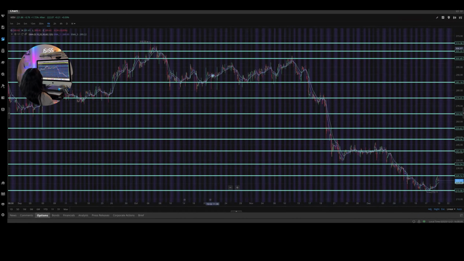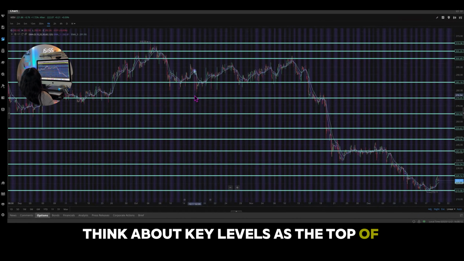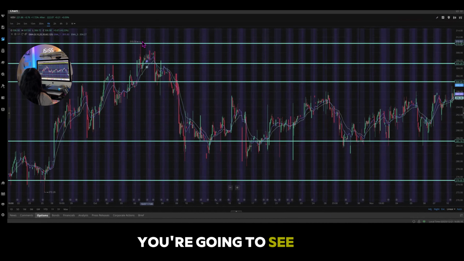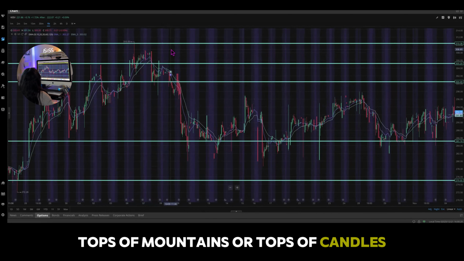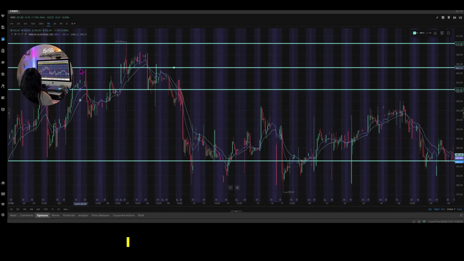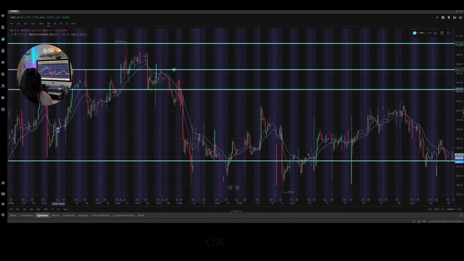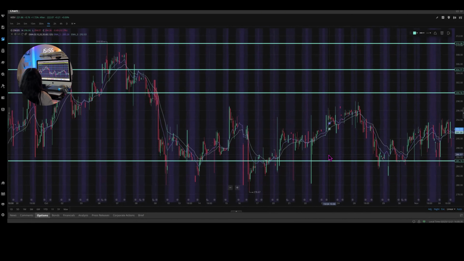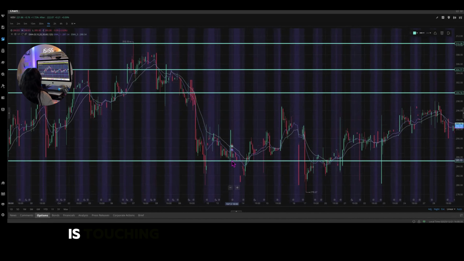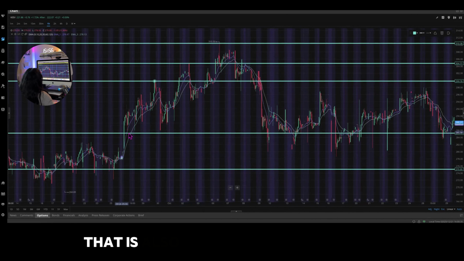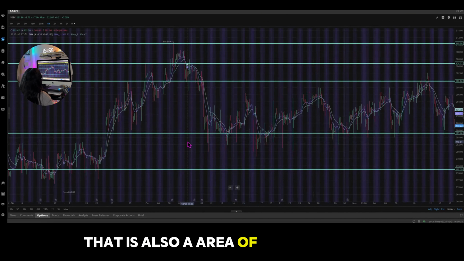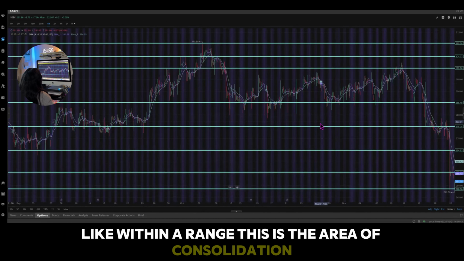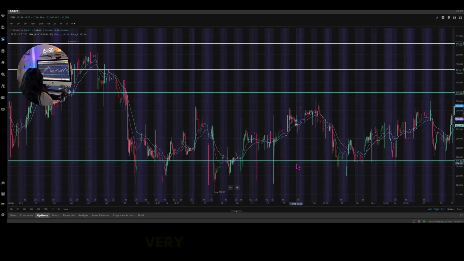Okay. Think about key levels as the top of mountains. If I were to scale in on this chart, you're going to see tops of mountains or tops of candles. Okay. Top. I can actually adjust this and bring this down a little bit. I see it's touching the bottom of some candles right here. That is also an area of consolidation. When something is trading within a range, this is the area of consolidation. So this key level is going to be very, very important.